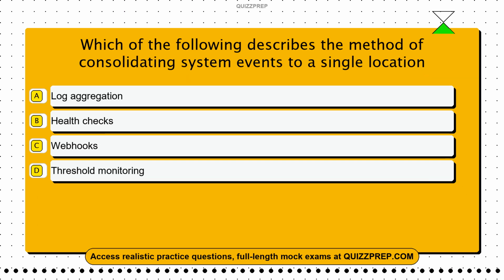Question 10. Which of the following describes the method of consolidating system events to a single location? Option A, log aggregation. Option B, health checks. Option C, webhooks. Option D, threshold monitoring.